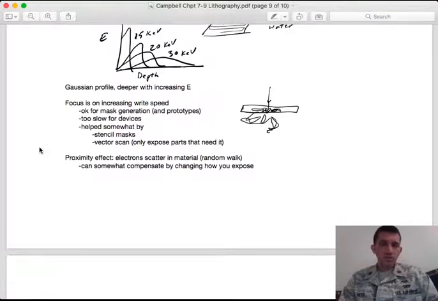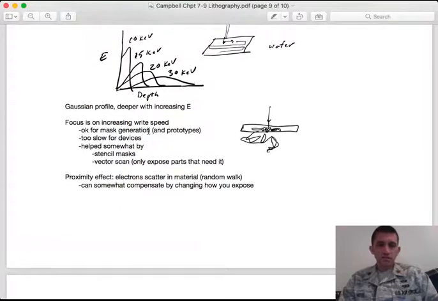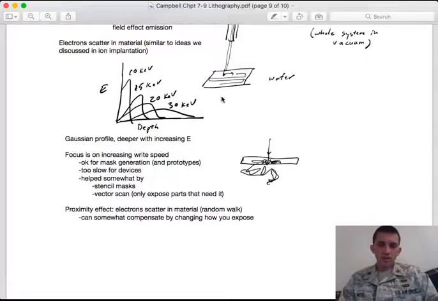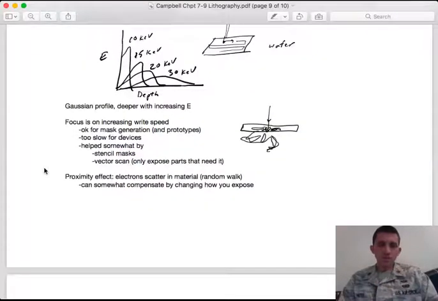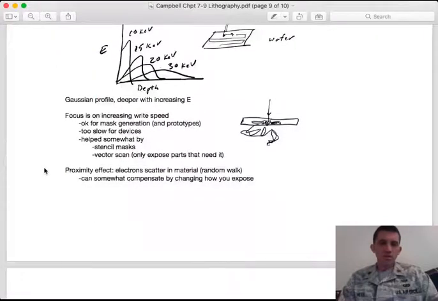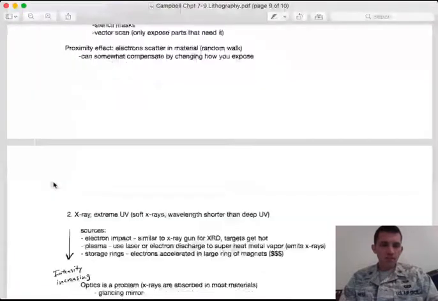You can speed that up somewhat by having stencil masks. If you're creating the same type of pattern over and over again, I can expose through a stencil and not have to direct write the beam. Or you can vector scan and only, like I said, expose the areas where you want to write, as opposed to exposing everything and relying on the photoresist, or the mask rather, to block the regions where you don't want to expose the photoresist. Okay, and I already talked about this proximity effect.